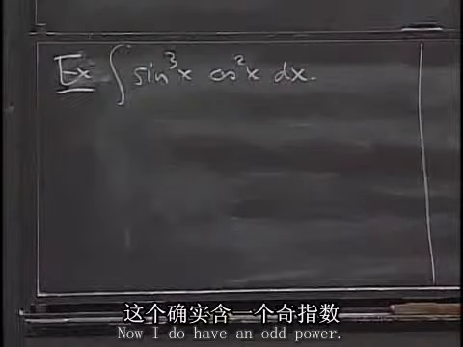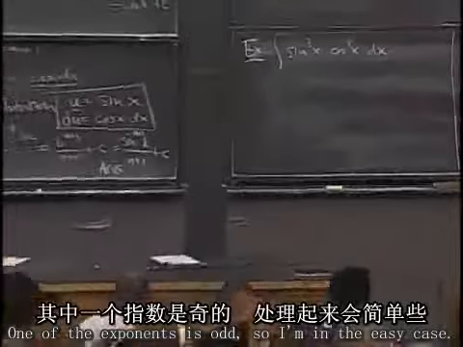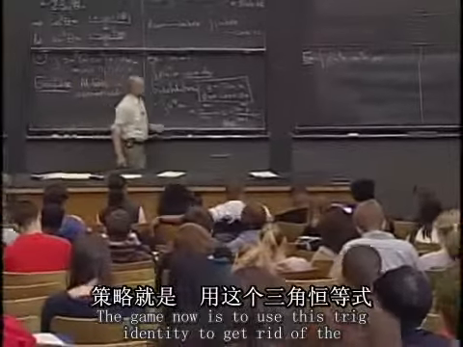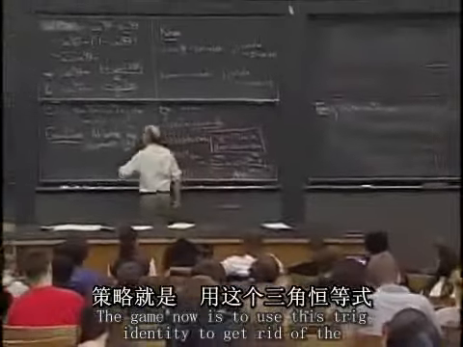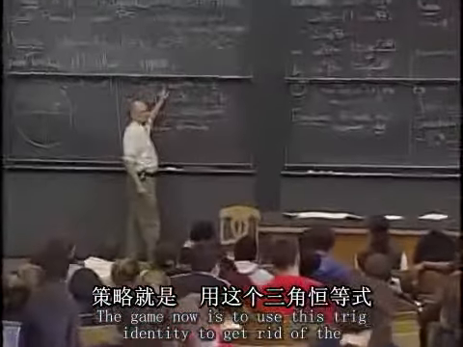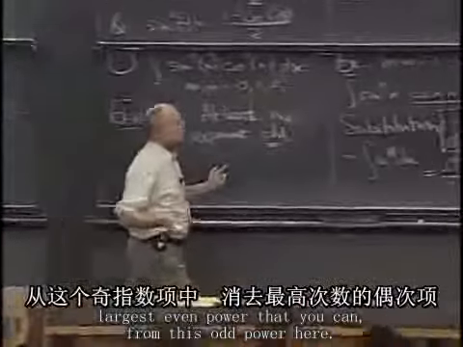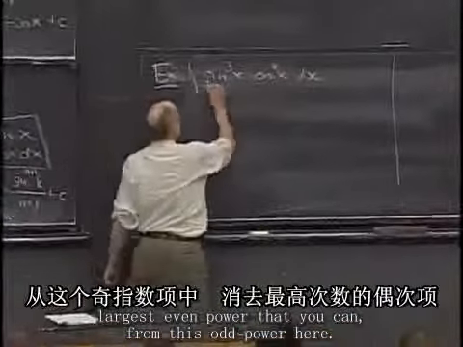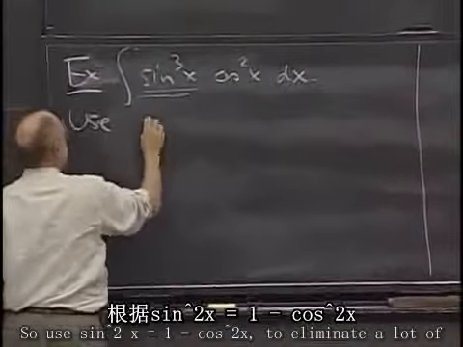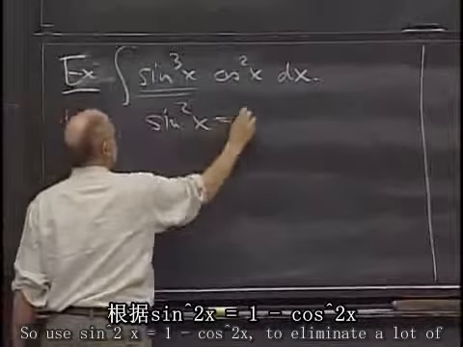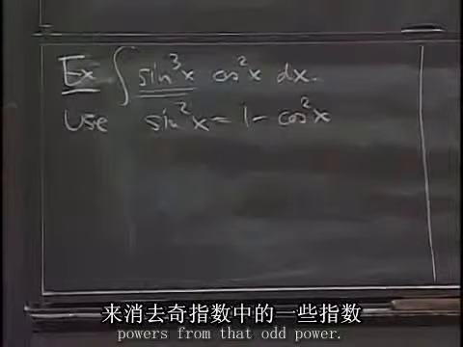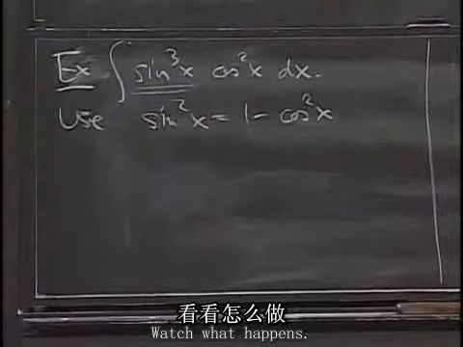Okay, now I do have an odd power. One of the exponents is odd, so I'm in the easy case, but it's not 1. Okay, the game now is to use this trig identity to get rid of the largest even power that you can from this odd power here. So use sine squared of x is 1 minus the cosine squared of x to eliminate a lot of powers from that odd power. And watch what happens.